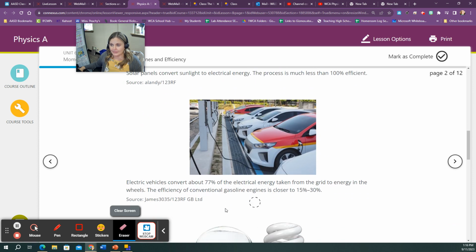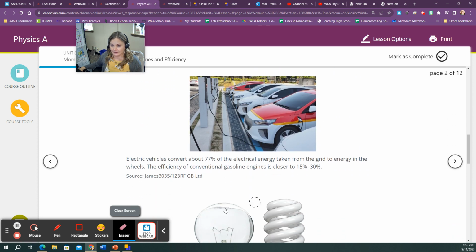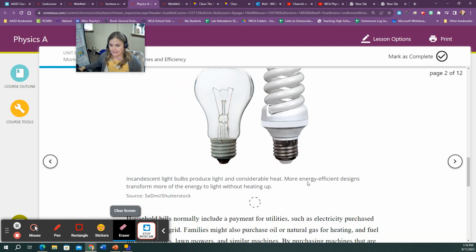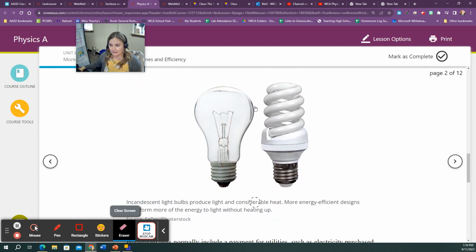Looking at other types of systems, electrical vehicles convert about 77% of the electrical energy taken from the grid into the wheels. So that's much more efficient. Whereas a gasoline powered engine, conventional gasoline powered engines are closer to 15 to 30%. We also look at types of light bulbs. Now, there's two in here. There should probably be a third light bulb.